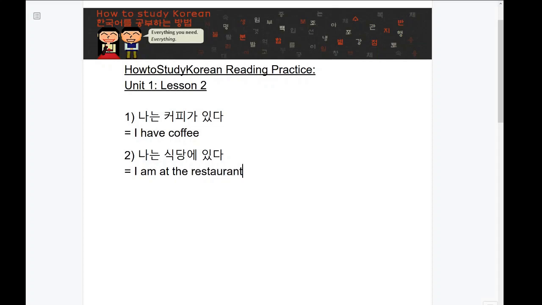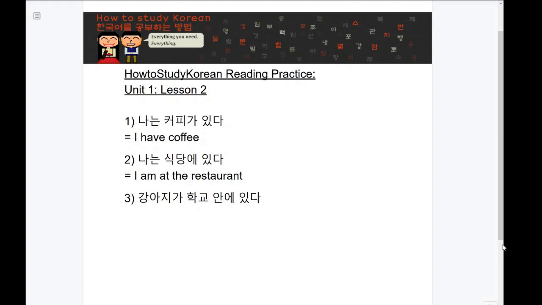And as I said in the previous sentence, there's no real way to know if I'm talking about I am at the restaurant or I'm at a restaurant. Korean doesn't distinguish between those two differences, and it could be either one. The next sentence I would like you to try is this sentence here. I'll give you 10 seconds to figure out how to pronounce this, and I'll give you 10 more seconds to try to figure out what it means. This sentence says, 강아지가 학교 안에 있다. I'll give you 10 more seconds to try to figure out its meaning.